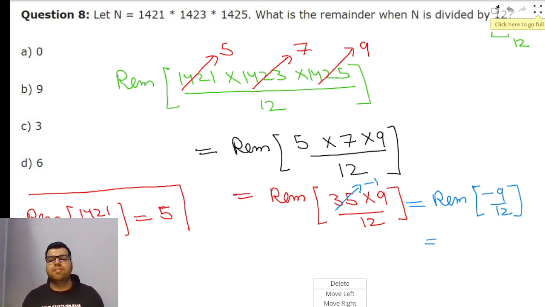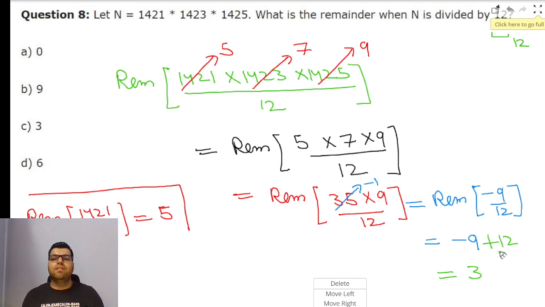Now what is minus 9? Remainder of minus 9 with 12, minus 9. To make minus 9 positive, I will add 12. So minus 9 plus 12 is equal to 3. So we know remainder of minus 9 with 12 is the same as remainder of 3 with 12.